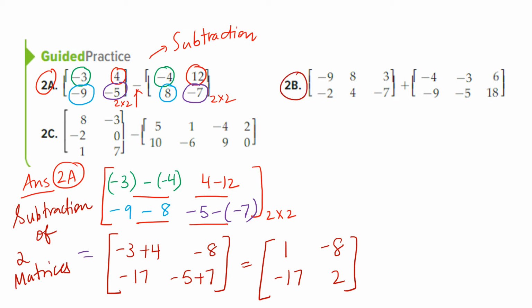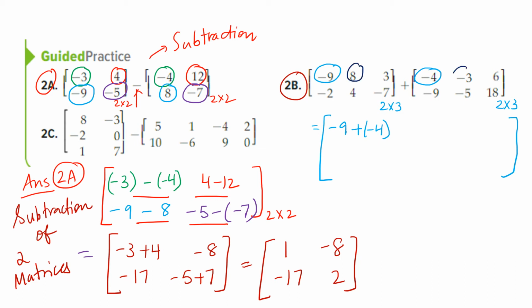Let's do addition now. Again, 2 rows, 3 columns, 2 cross 3, 2 rows, 3 columns, 2 cross 3. So well defined. We can easily add. Let's add them. Minus 9 will combine with the corresponding element, plus of minus 4.